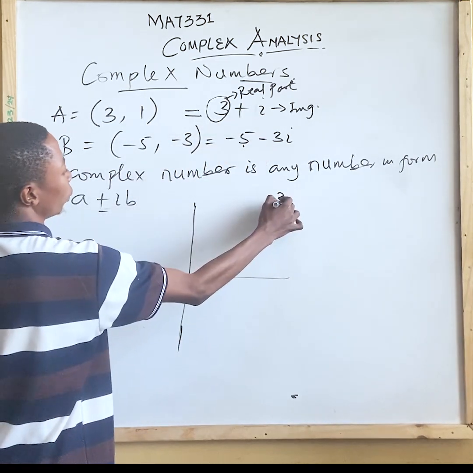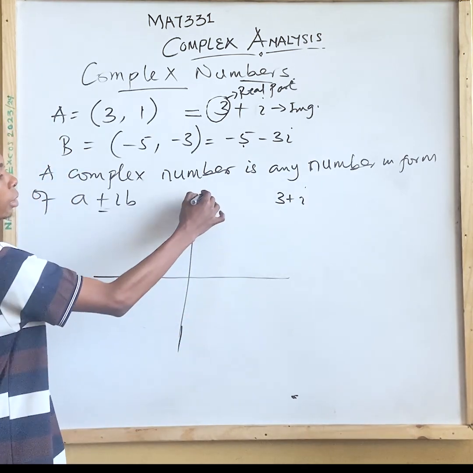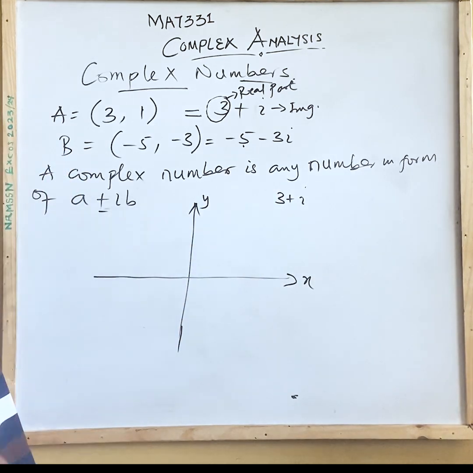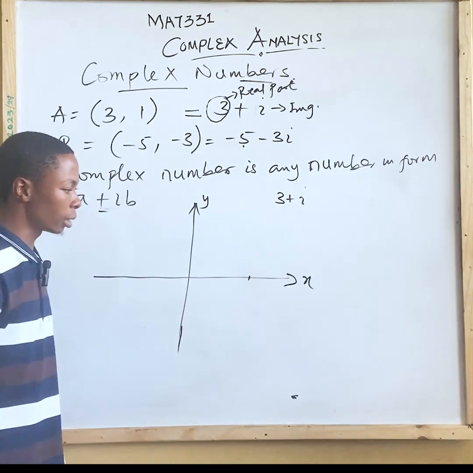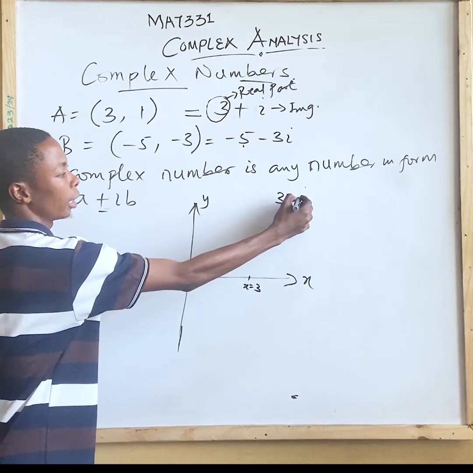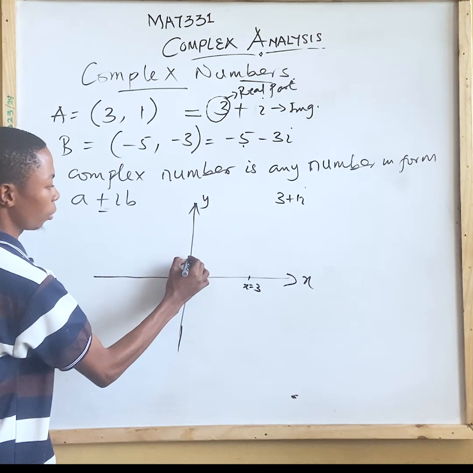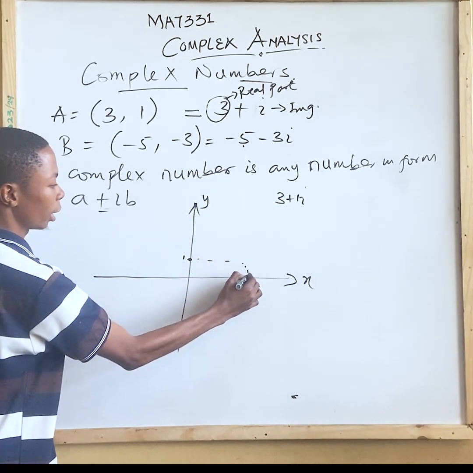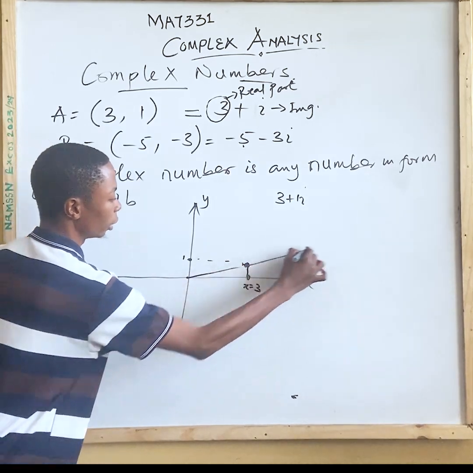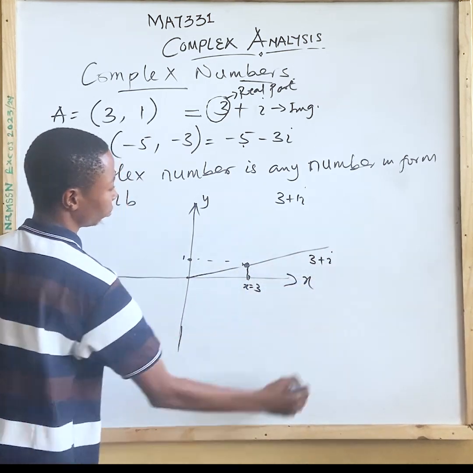So let me take this 3 plus i, for example. This is the y-axis and this is the x-axis. 3 means that x is equal to 3. Suppose I put x equals 3 here. i is like 1i, so it means y equals 1. Let's say y equals 1 is here. If I join them together, they will meet at this point. I will just rule a line from the origin like this. So this line represents this complex number 3 plus i.